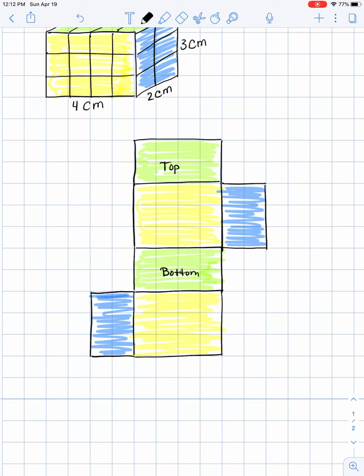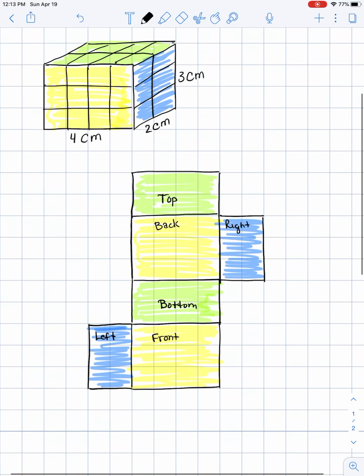and the yellow is the front and the back, and the blue is the right and the left. And this is going to become very important, and the reason that I color coded them is, you guessed it, faces that are the same color are congruent. So the areas are equal. So really all we have to do is find the areas of three faces. And then we can just duplicate them. So let's see what I mean by that.